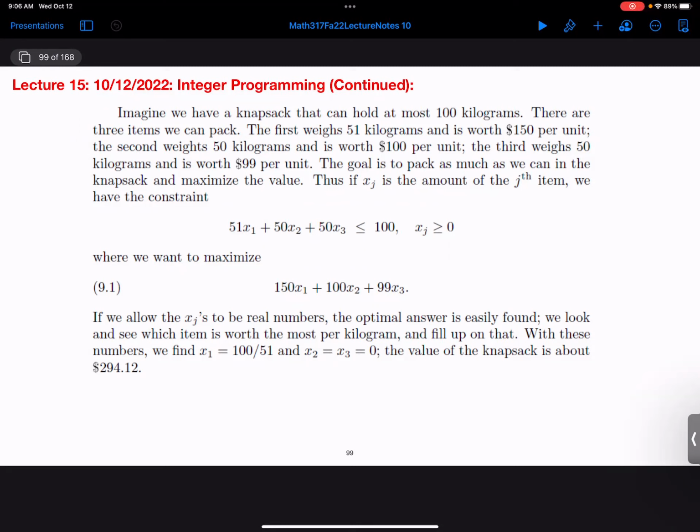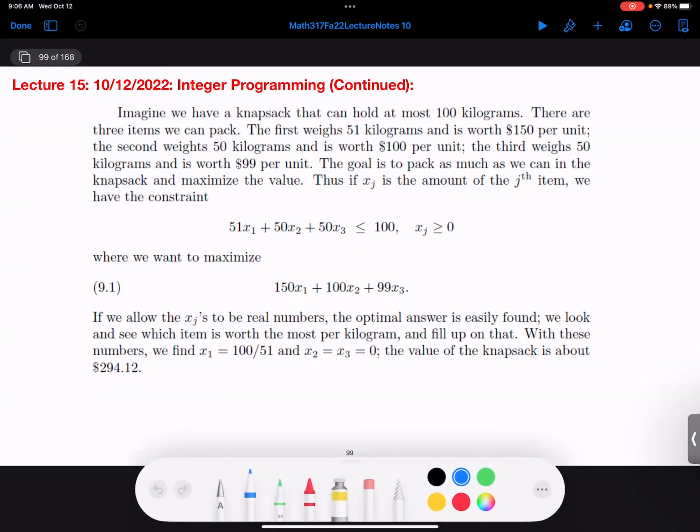So do we all agree that it's not so bad to find the optimal solution in this case? And the optimal solution in this case, when we consider everything real valued, is all of unit one. What would be the optimal integer solution? So what do you think the optimal integer solution would be?